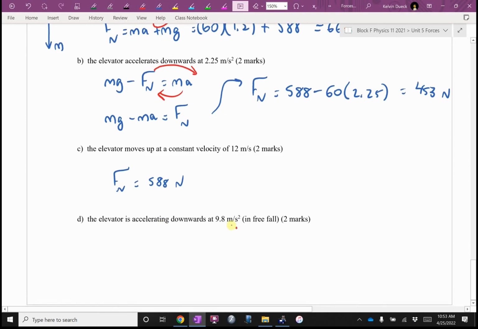What if the elevator was accelerating downwards at 9.8 meters per second squared in free fall? What would the scale reading read? Zero.